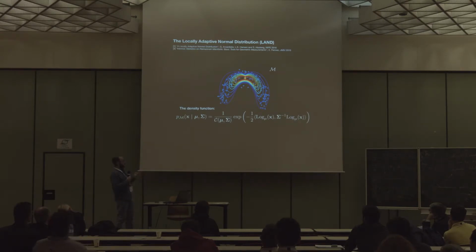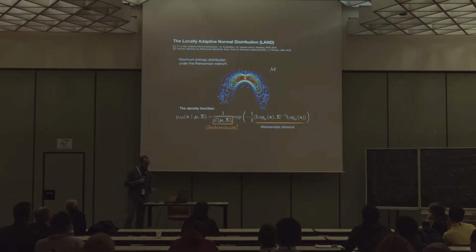As you can see from this slide, the density function is very similar to the one of the classical normal distribution. The only difference is that now we have the Mahalanobis distance, so to say, on the manifold instead of the linear space. This is a maximum entropy distribution under the Riemannian metric, but we haven't finished yet because we have to estimate the normalization constant, which is something that we heard a lot these days.